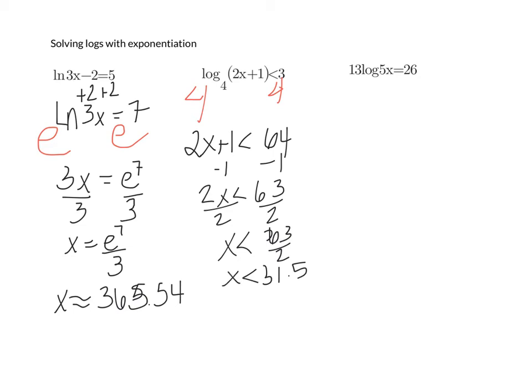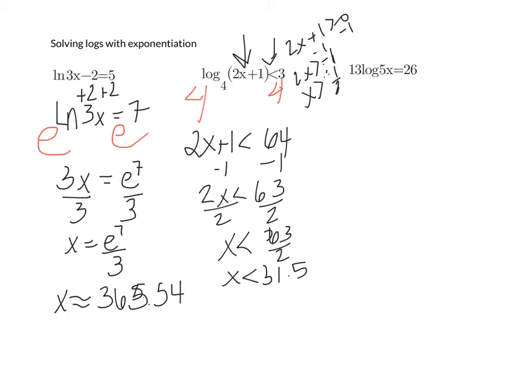31.5. And we have a domain restriction here because it's less than and it's a log. That cannot be less than 0. 2x plus 1 must be greater than 0. Subtract your 1. 2x has to be greater than negative 1. And x has to be greater than negative 1/2.